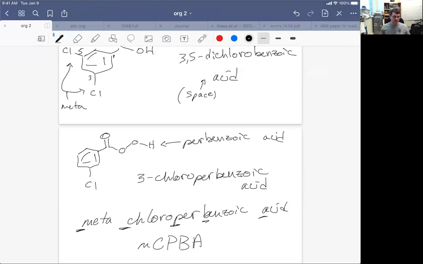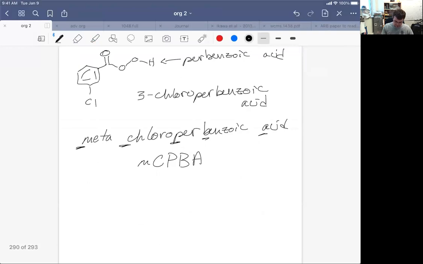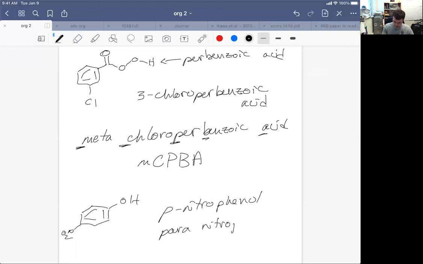You can use the ortho-meta-para if you've got one substituent off of one of these common names. So for example, if you've got this molecule, you could call this p-nitrophenol or para-nitrophenol. Okay. All right, so that's ortho-meta-para. That's using ortho-meta-para in the context of common named species, and then recognizing if we have 3 things, we can't just name them as ortho-meta-para anymore because there's 3, there's not 2.